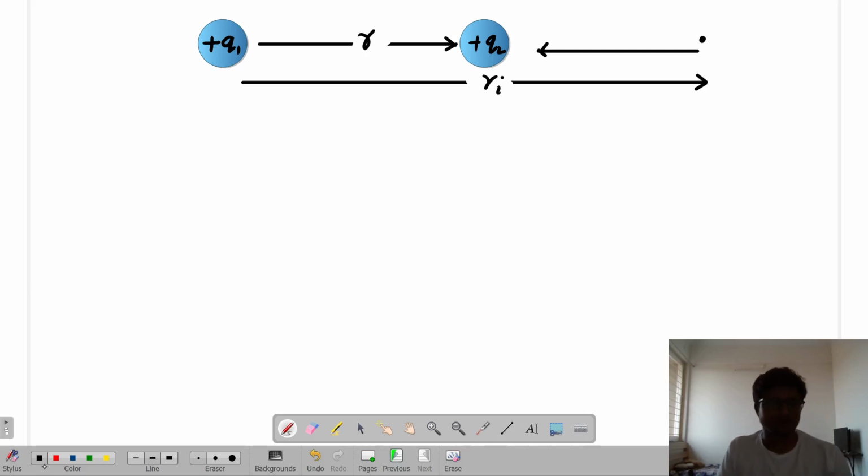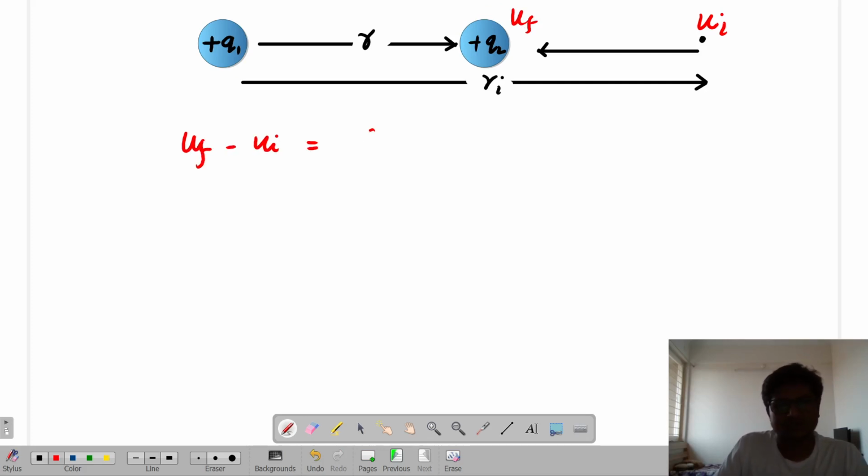So work done over there. Therefore the change in potential energy: here the potential energy was U initial, here my potential energy is U final. Are you able to get me? So U final minus U initial is given as Q1 Q2 by 4 pi epsilon naught times (1 by R minus 1 by R initial).